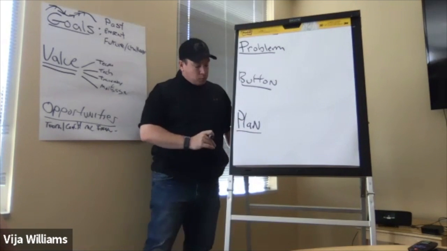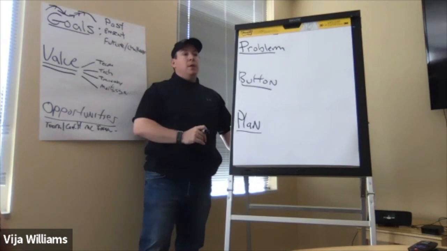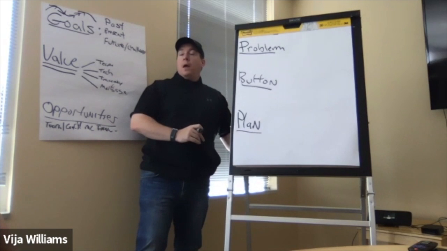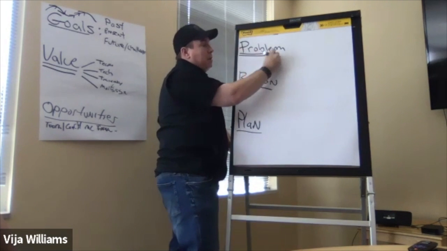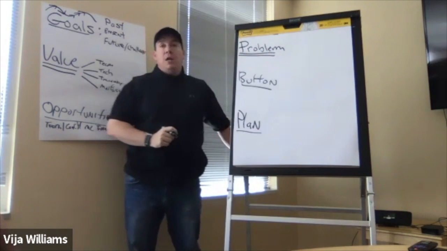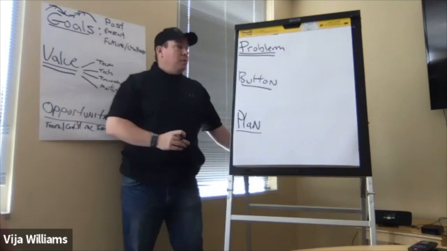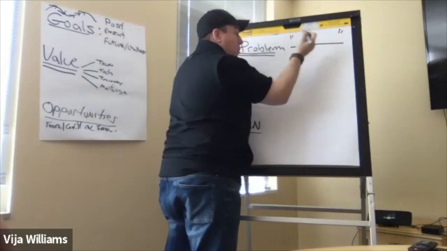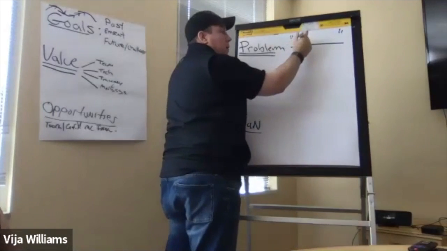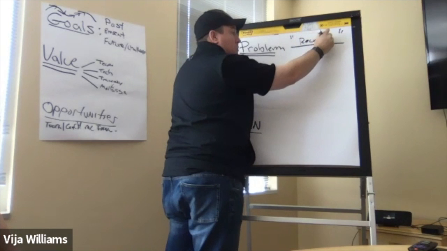So you could think that Problem, Button, Plan is a way to coach somebody, but it's also a way to recruit somebody. What you're basically doing is understanding what the real problem is. What is it they want to solve? And when somebody comes into the room, what they normally do is they say, here is my problem. And that problem is, I can't recruit people to my team.